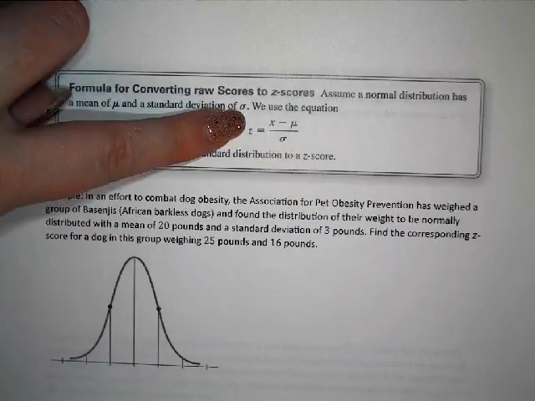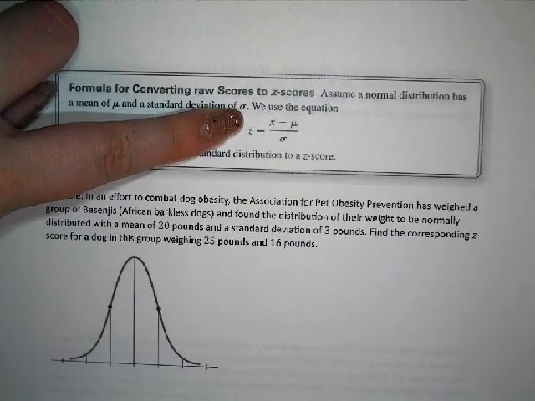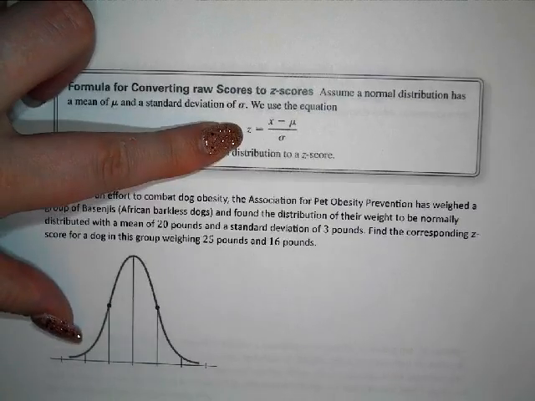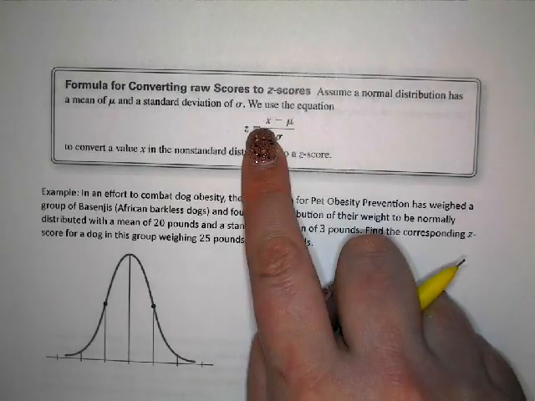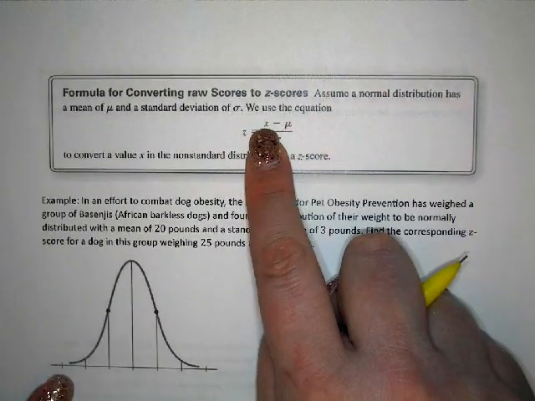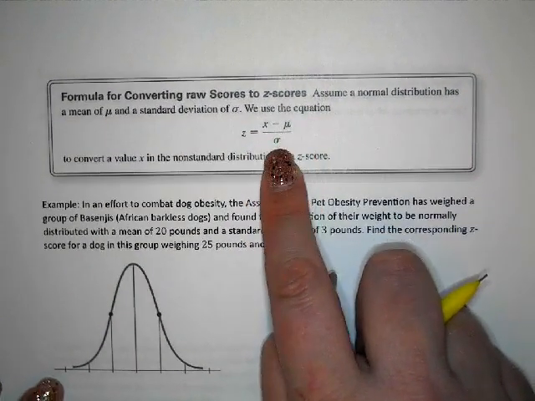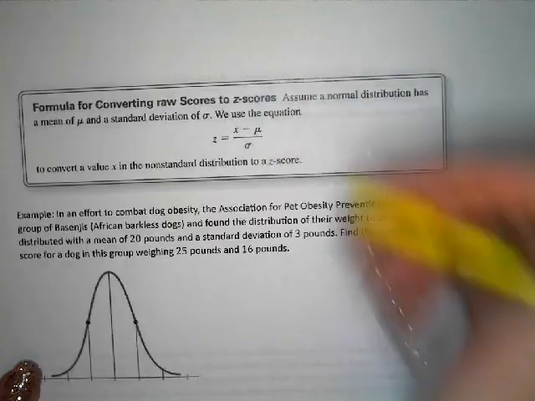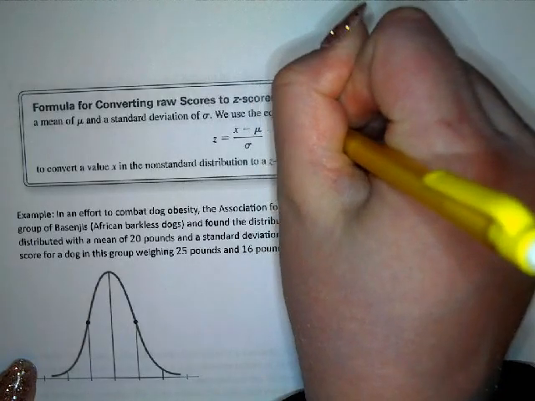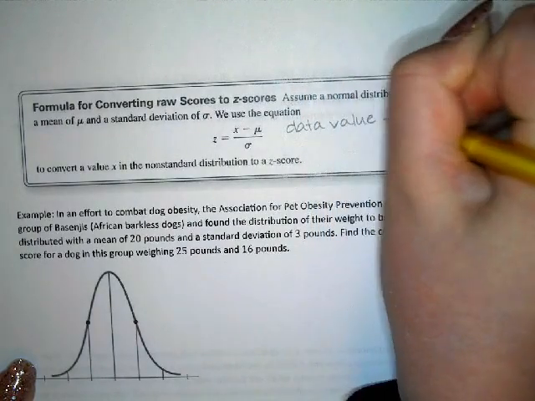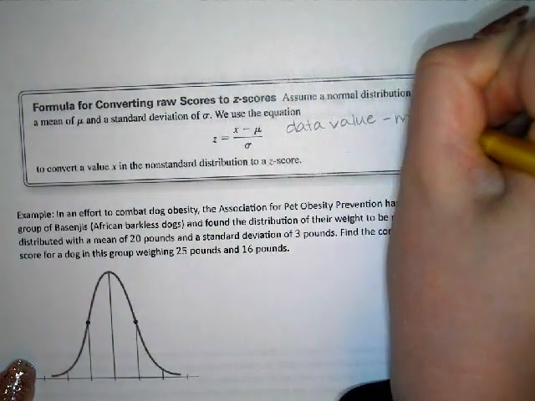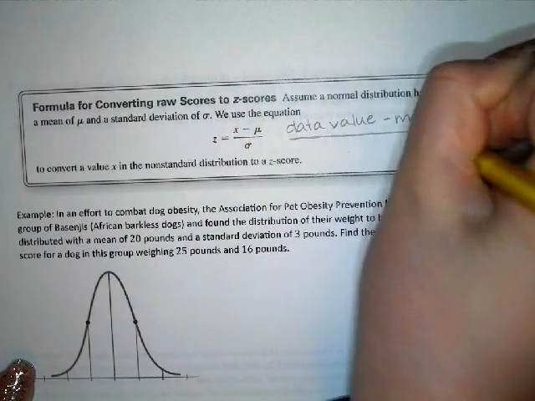We're going to use this formula, and the formula is that the z-score is the data value minus the mean, divided by the standard deviation. So this is the data value minus the mean divided by the standard deviation.